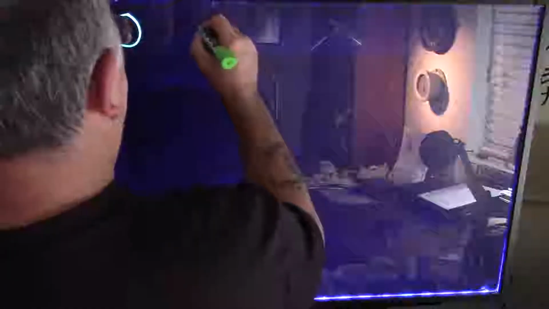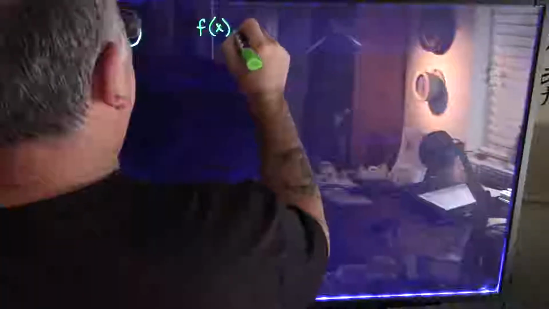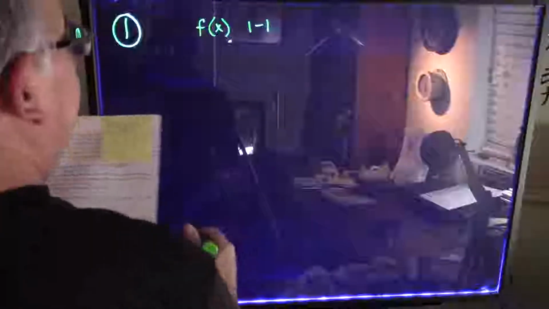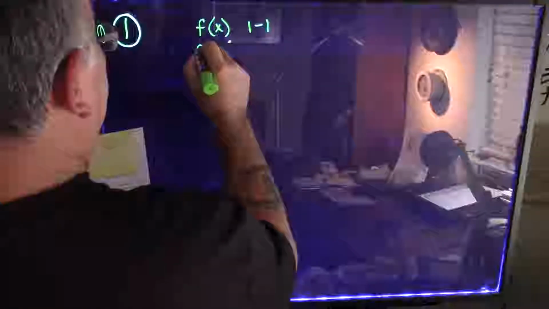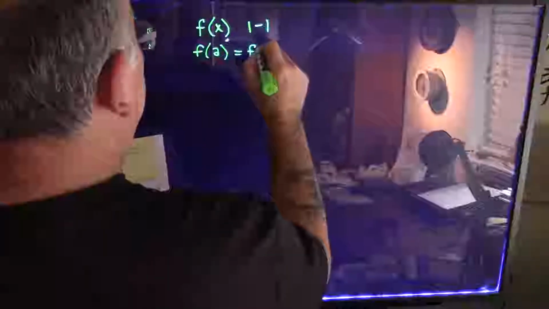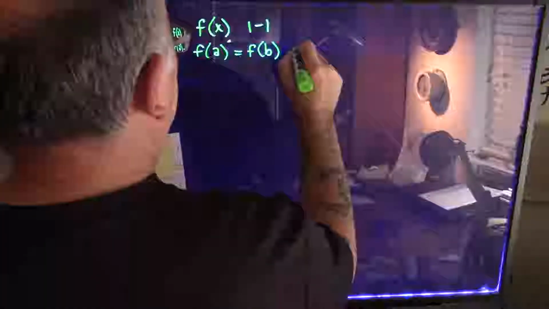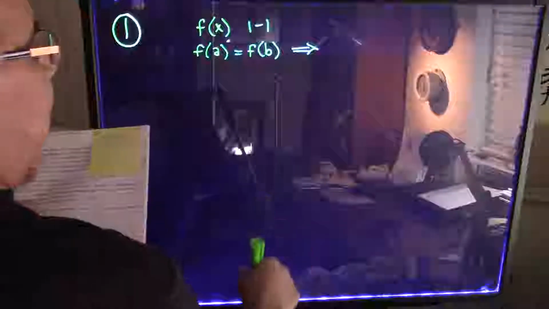So if you have a one-to-one function, f of x, is one-to-one, let's say, then that means that f of a equal to f of b implies, this arrow pointing to the right means implies, that a equals b.